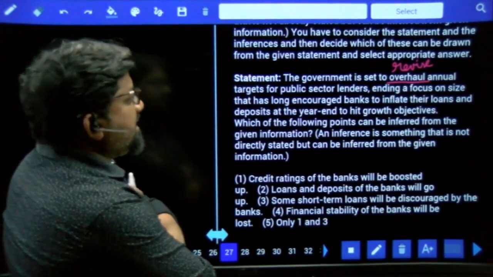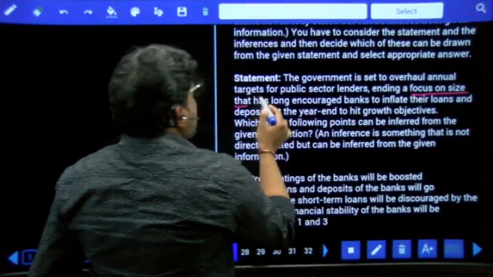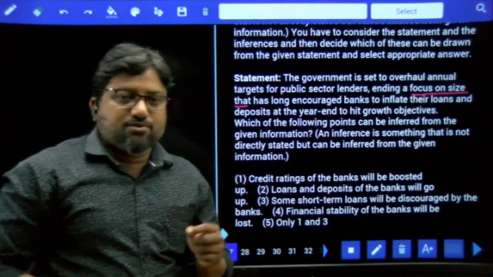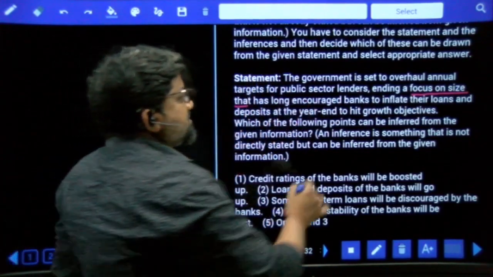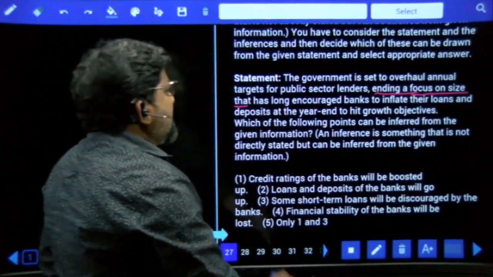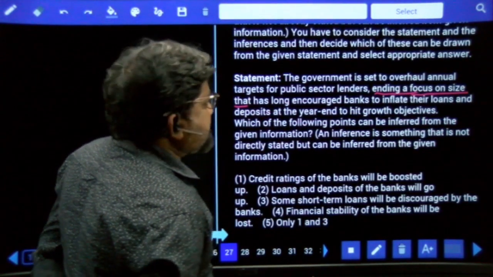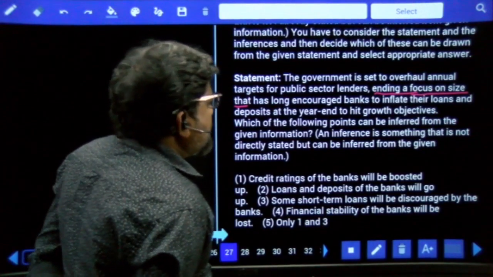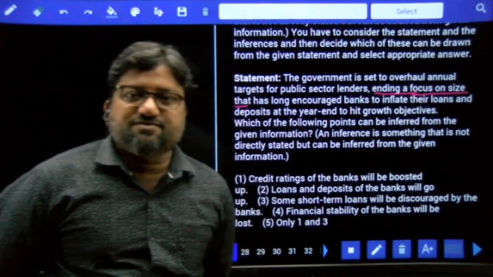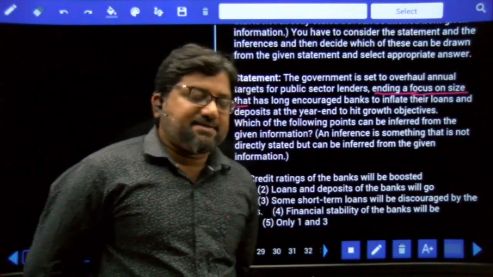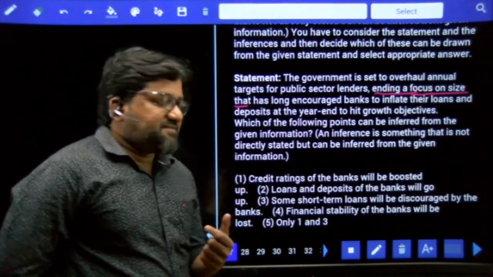Acha, fine. Ending a focus on size. Now they are going to end the focus on size. So now they are not going to concentrate on the size of the money that is being lent, because clearly it says ending a focus on size. The size will be reduced. That has long encouraged banks to inflate their loans and deposits at the year end to hit growth objectives. So now their focus is not on the size of the money or the loans that are being lent. Okay, fine. So they're going to revise their targets. They're going to change everything, whatever it is.